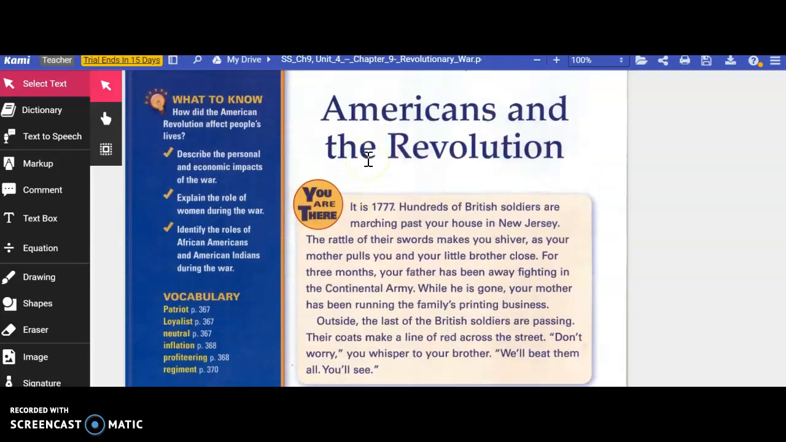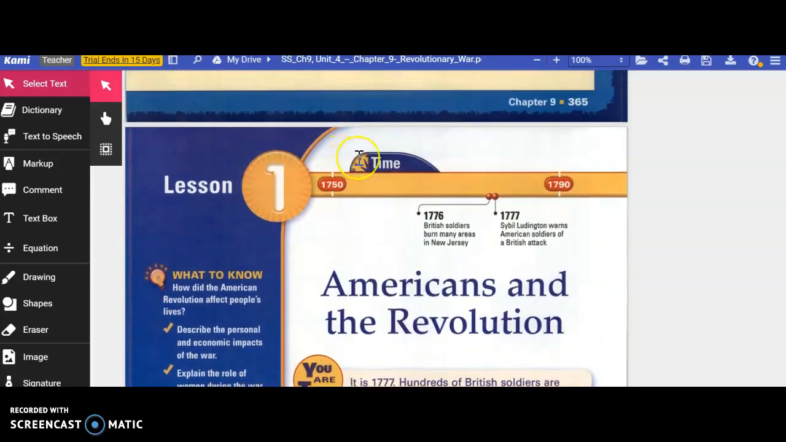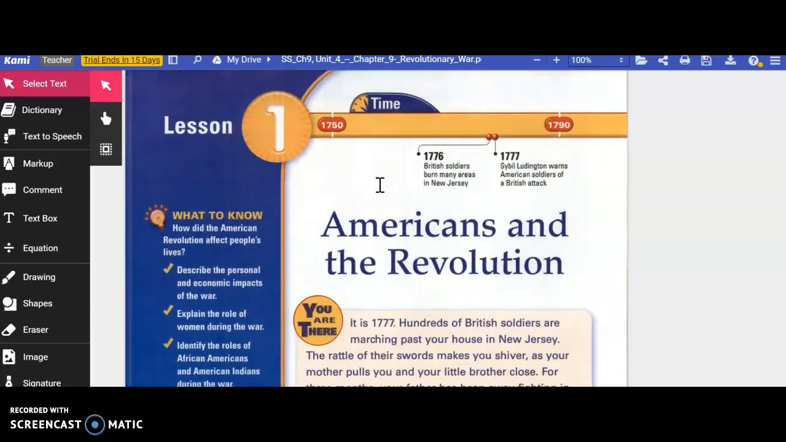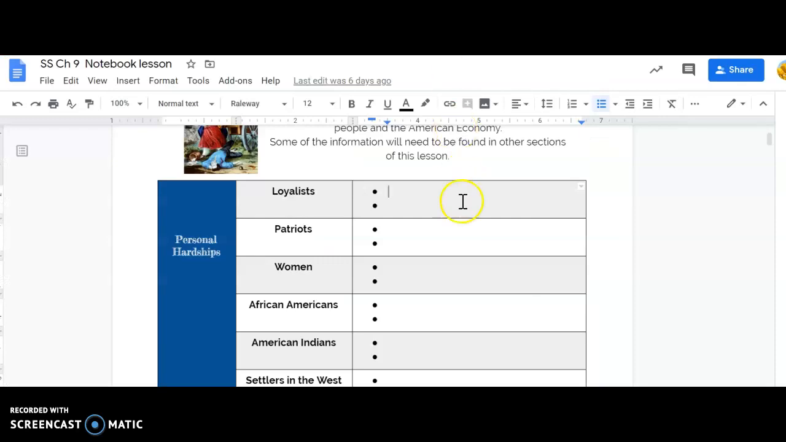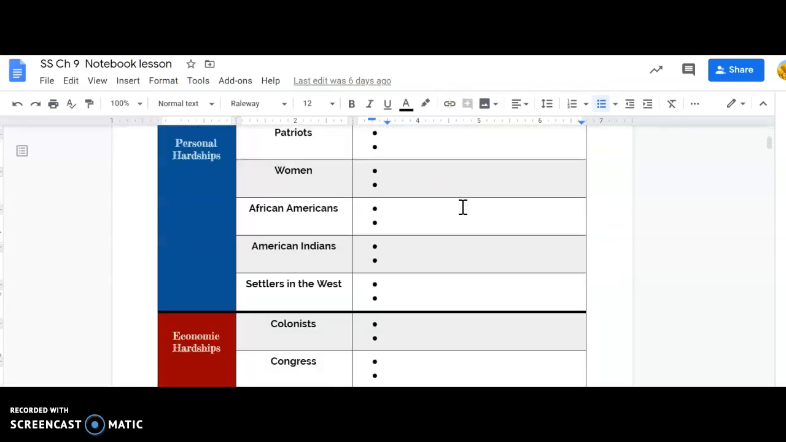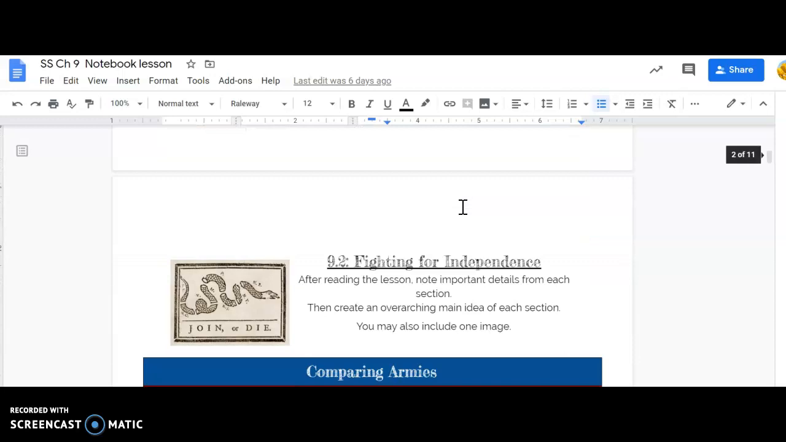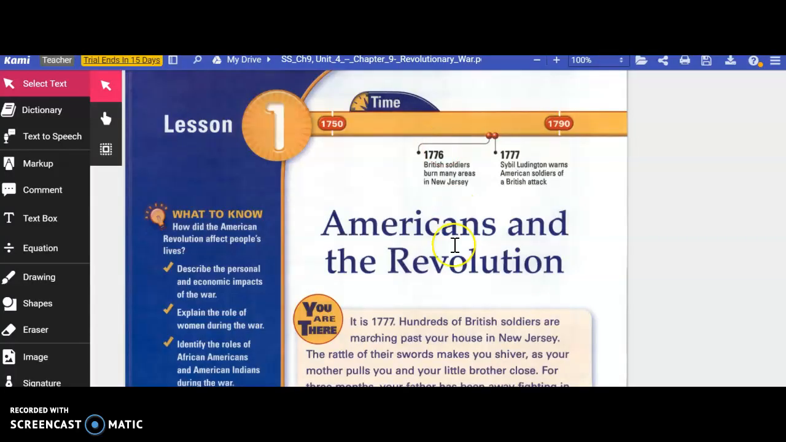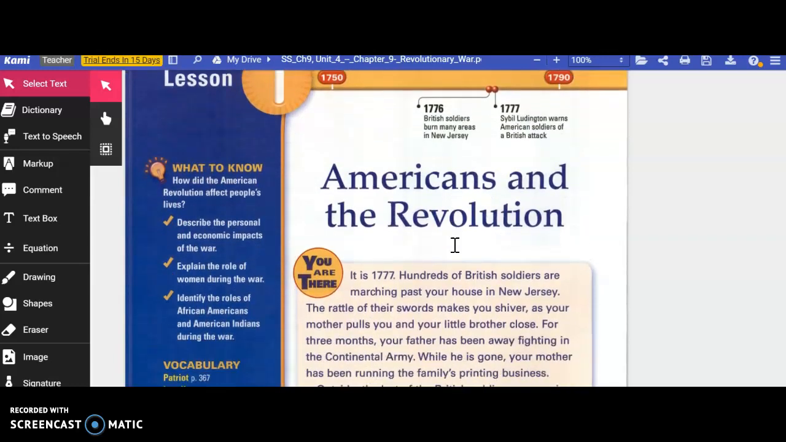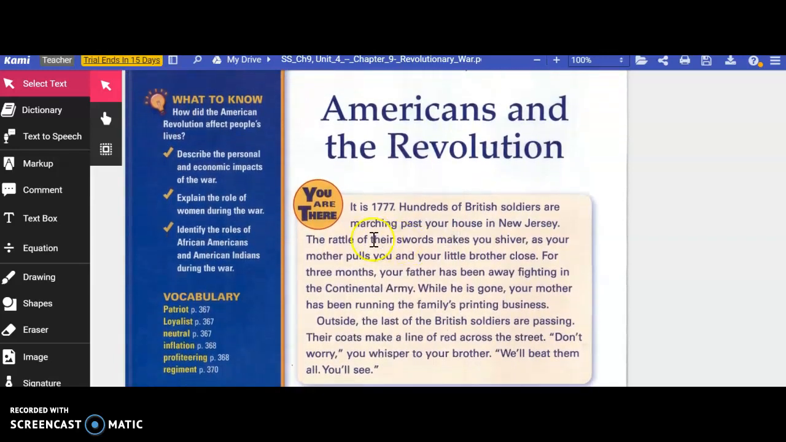I've opened my PDF in an app called Cami, which will allow me to annotate it. So I'm going to go with you to lesson 1, and I'm going to do some of the notes with you to get you started on taking notes digitally. Okay, so lesson 1. And here's the vocabulary from Quizlet.